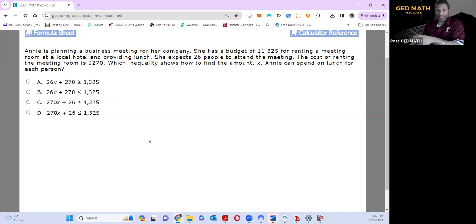Don't get intimidated. Identify your givens. Identify what they want to know. And look at your answers. And you should be able to get the right answer, even if you don't even know how to solve an inequality.